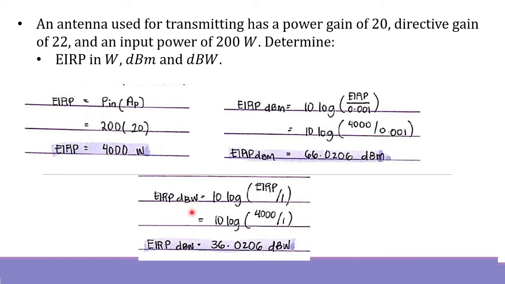And next would be the value of EIRP in dBW, which we will be having by this formula: 10 log EIRP over 1. So we'll just substitute it again. 10 log 4,000 over 1, which we will have the value of EIRP in dBW is equal to 36.0206 dBW.